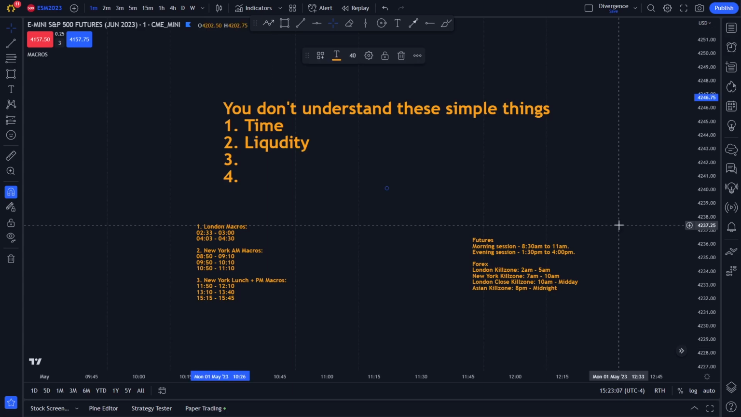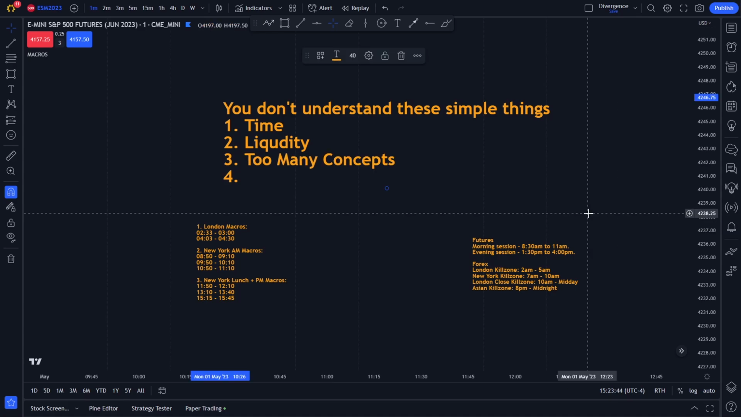Second, you don't understand liquidity. You need to understand that if you're looking for a reversal, you must reach some point of interest, which is usually liquidity. You cannot just look at the chart for any fair value gap or any market structure shift or something like that if you don't know where the liquidity is and where the draw on liquidity is. So learn that.